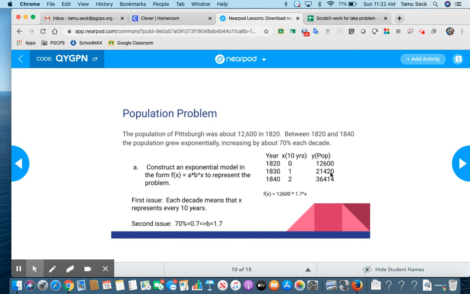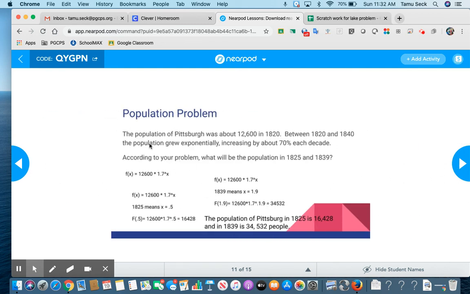So the population was increasing by 70%. So let's talk about expressing a percentage as a decimal. We take 70% and divide it by 100 to get 0.7. And so the growth factor is 1.7. For this reason, our function is f of x is equal to 12,600 times 1.7 to the x power.